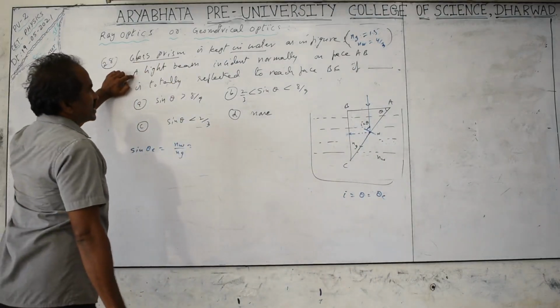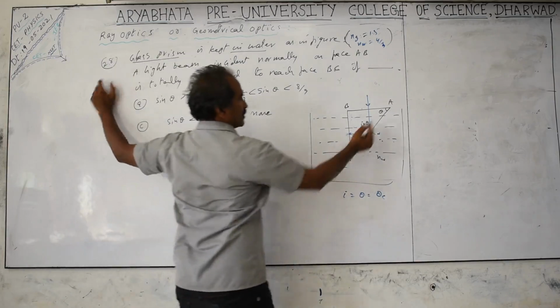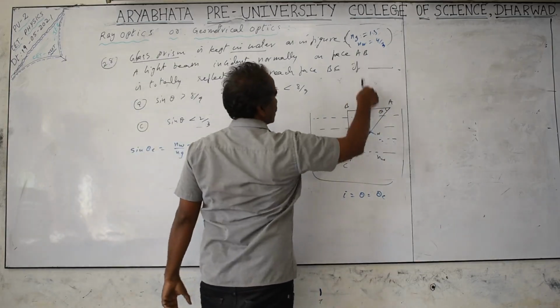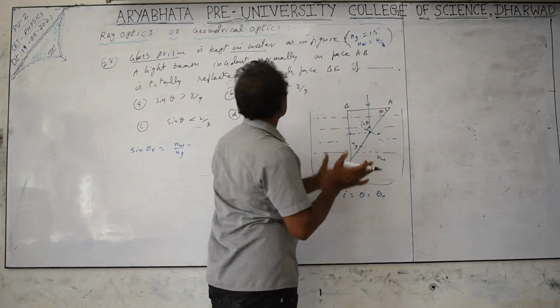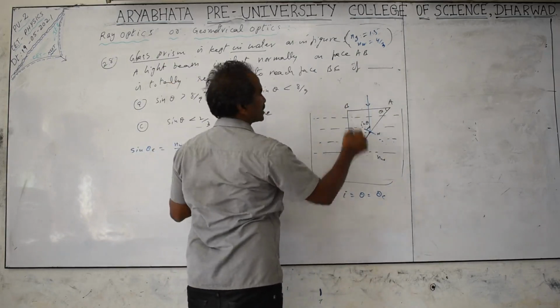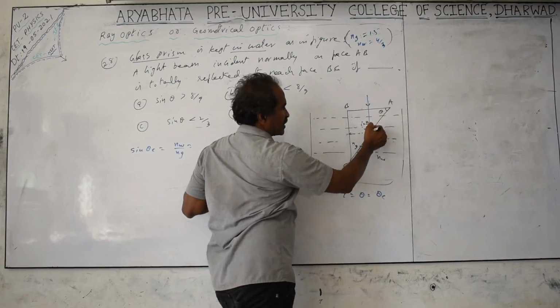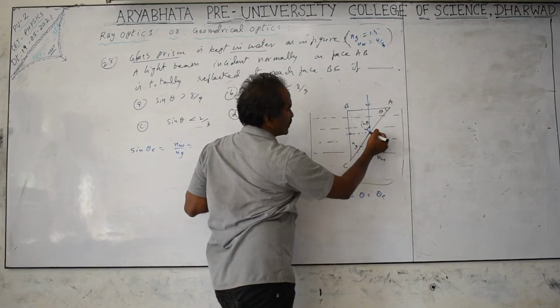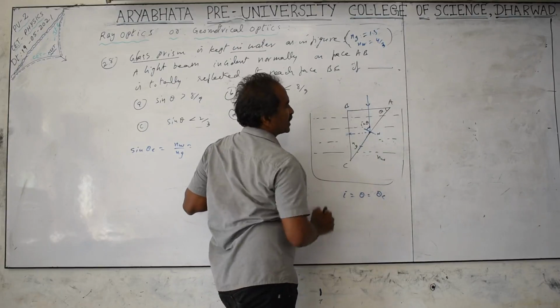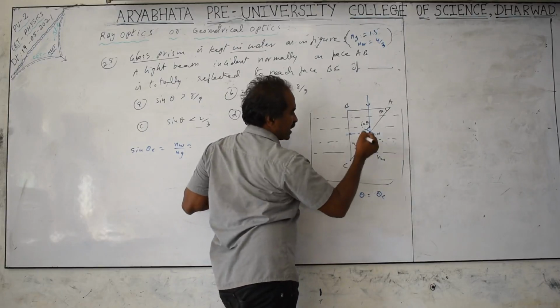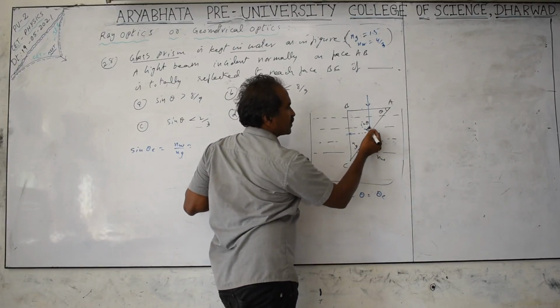A light beam is incident normally on face AB. Light is falling like this. A beam is actually a collection of multiple parallel rays. Many rays are there, but one light ray is enough for us. So the light ray is falling here like this, and the question is that it has to reach BC after total internal reflection.